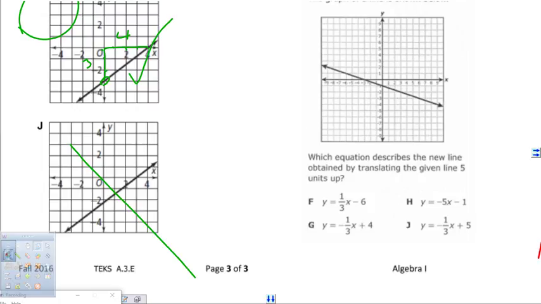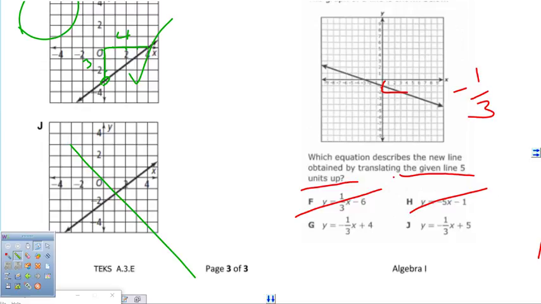So, let's see. Our slope is -1, 1, 2, 3. -1/3. Okay, so that means that we can get rid of F and H. Those are gone. Okay, now we're going to, let's see, the given line 5 units up. Okay, so it originally crosses at -1. So that means we're going to go 1, 2, 3, 4, 5. So we're going to cross at 4 now. So we're going to have to go with G.